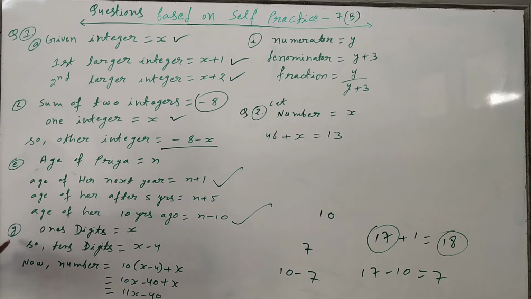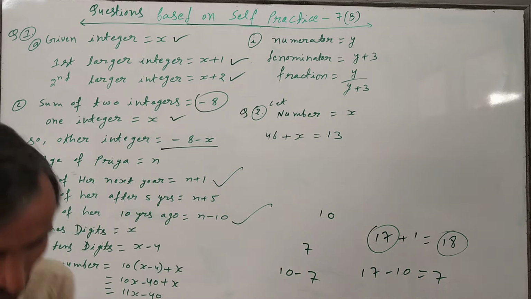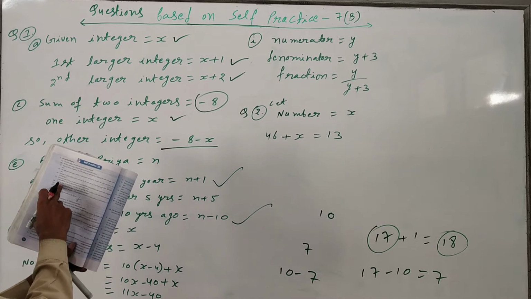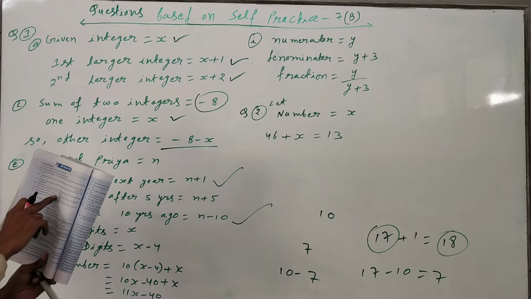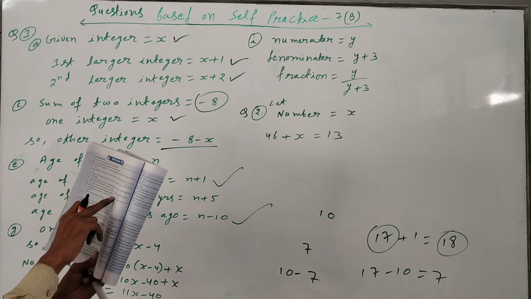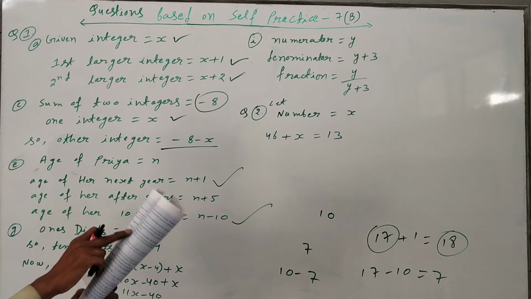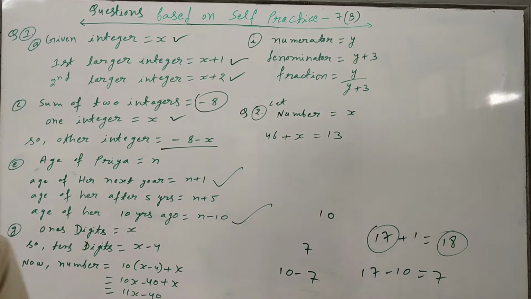Now in question G, just read the question. Here the tens digit of a number is 4 less than the ones digit. If the ones digit is x, then what is the number? Everything is given here.